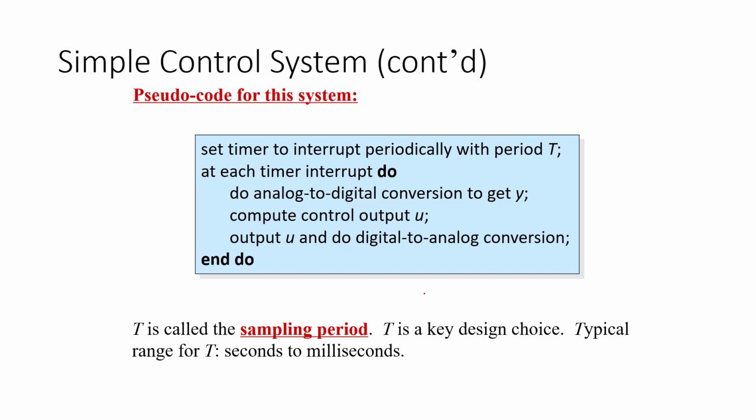So, the pseudocode for this system would be to set a timer to interrupt periodically with a period t. So this would be an example of a periodic task. At each timer interrupt, we'll perform an analog to digital conversion, compute the control output, and convert it back to the actuator so that the actuator can change some aspect of the controlled system.